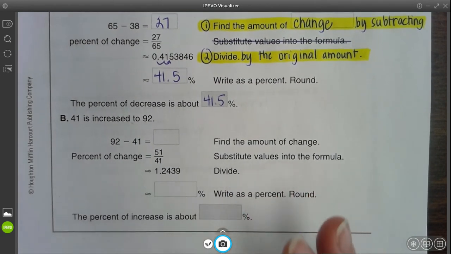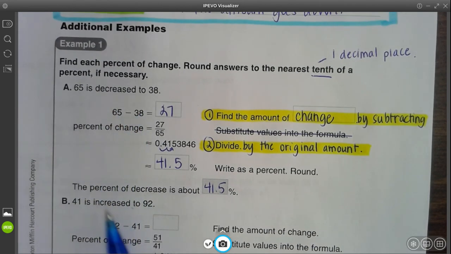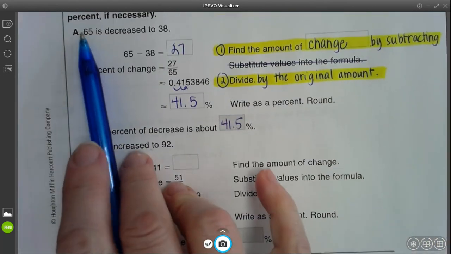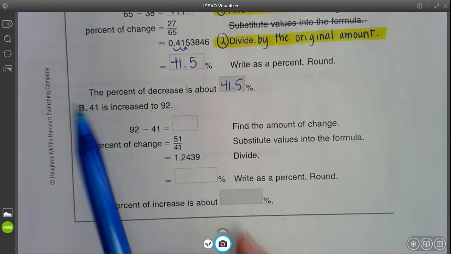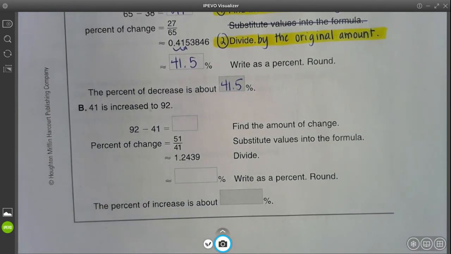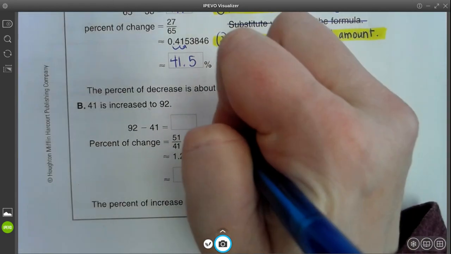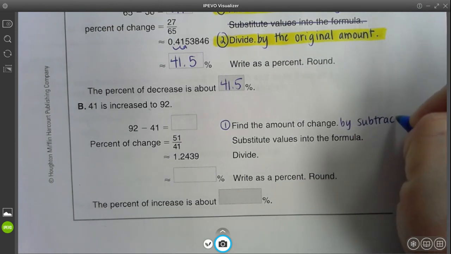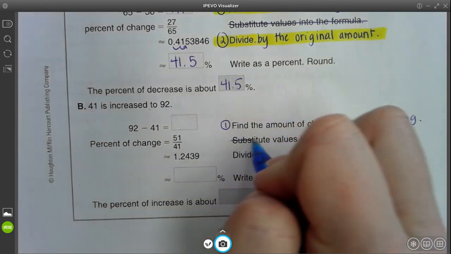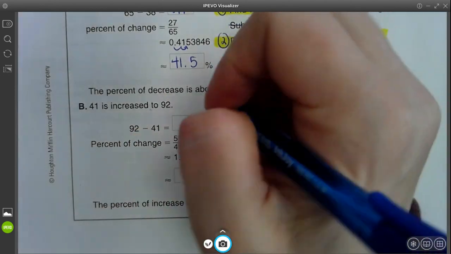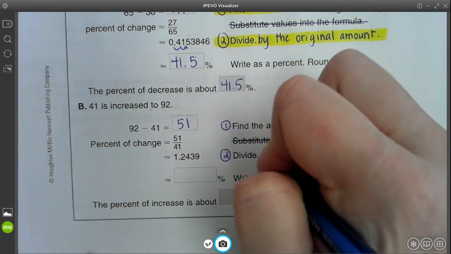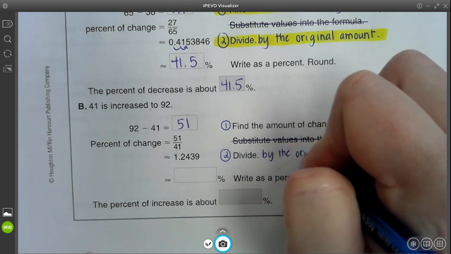All right, 41 is increased to 92. So guess what? The steps are the same. Doesn't matter which order we subtract in, so I usually just take the bigger number minus the smaller number. So here I did 65 minus 38. Here I'm going to do 92 minus 41, so I just end up with a positive number. So again, first step is to find the amount of change by subtracting. Okay, so if I subtract the two numbers, 92 minus 41 is 51. Okay, and then again, step 2 is going to be to divide by the original amount.